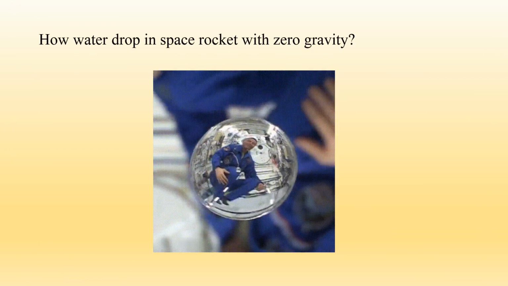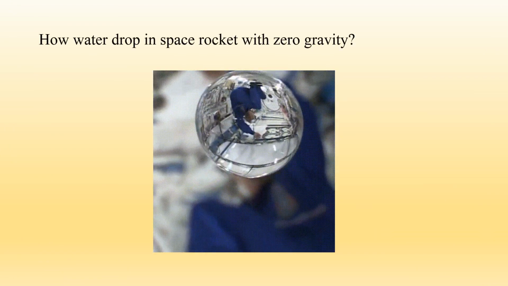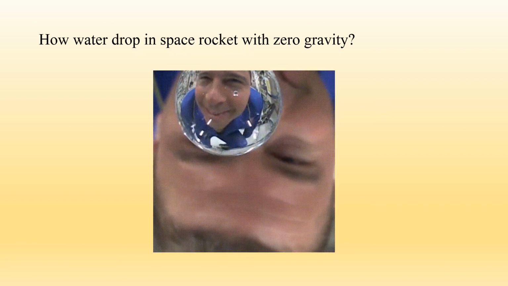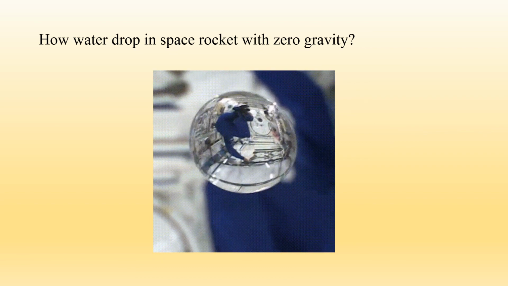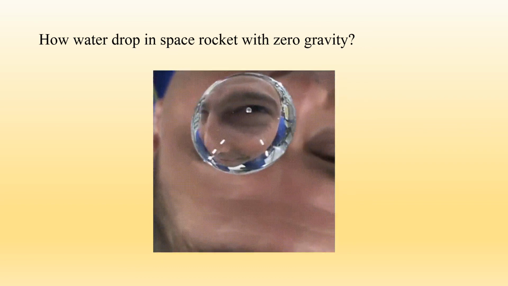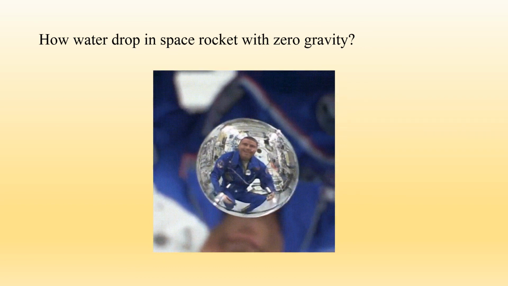This is how a water drop behaves in a space rocket with zero gravity. As you know, in space there is no gravity, so this is a water drop in zero gravity in the space rocket.